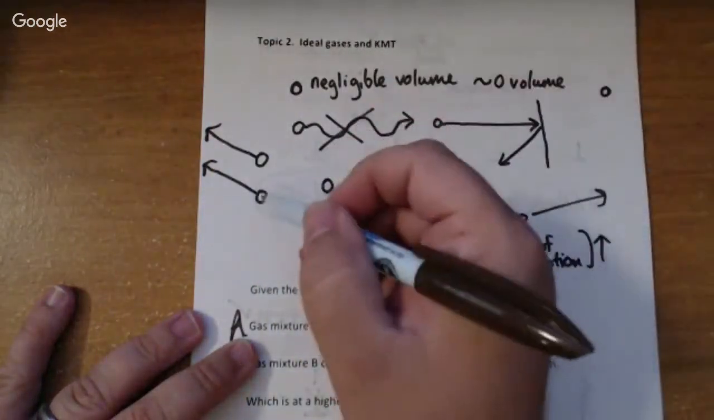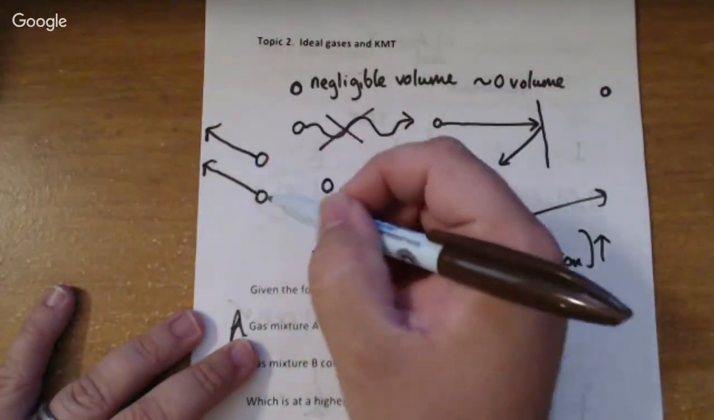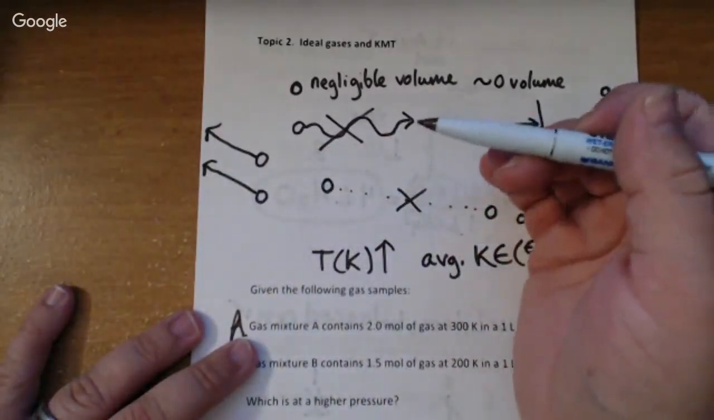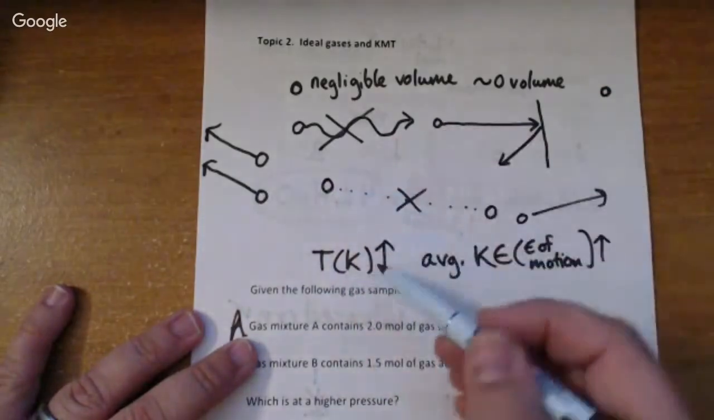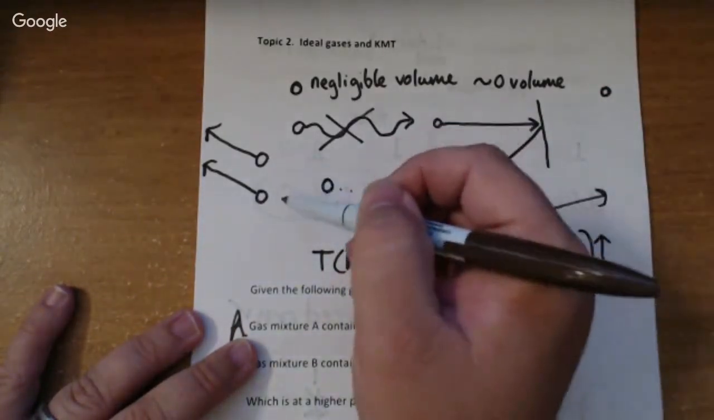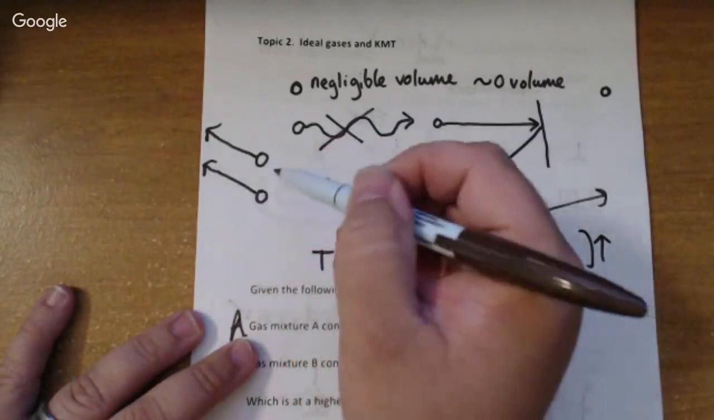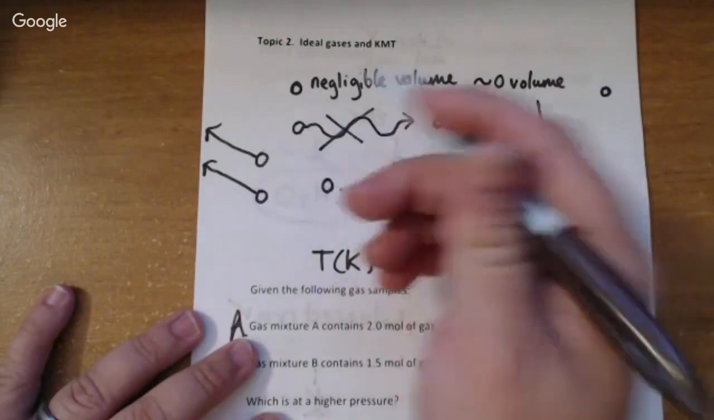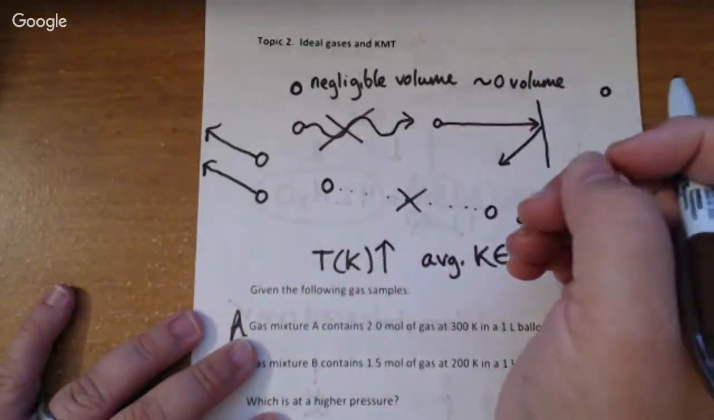So we could say the more particles there are, the more that are striking the walls, the higher the pressure is going to be. You can also think about temperature. We said when I increase temperature, I increase the energy of motion. So if I increase the temperature of these gas particles that are striking the wall, they're going to hit even faster. The faster they hit, the more pressure there is going up against that wall.